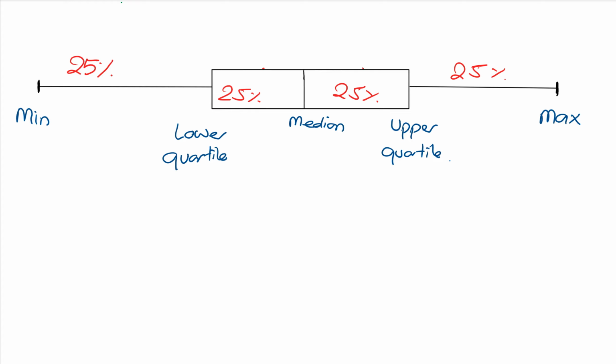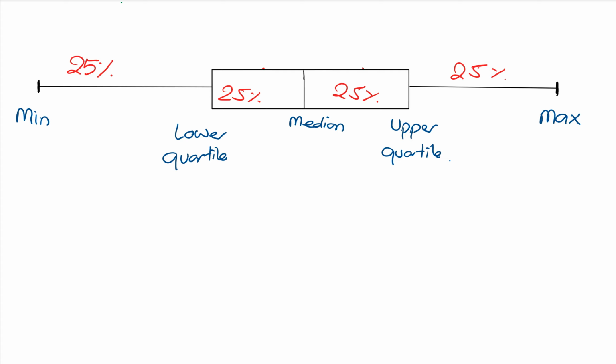So if you're ever asked, where does 75% of the data lie from the minimum? It's from the minimum to the upper quartile, that's where 75% of the data lies. Or how much of the data lies above the lower quartile? From the lower quartile up to the maximum, that's 75% of the data. Or how much of the data lies between the lower quartile and the upper quartile? That is 50% of the data. Cool. So that's how we look at these graphs.